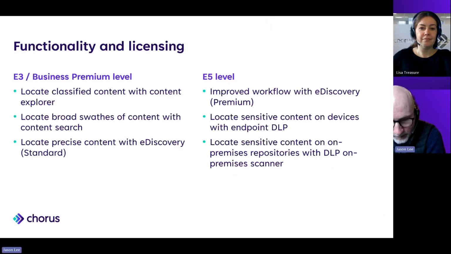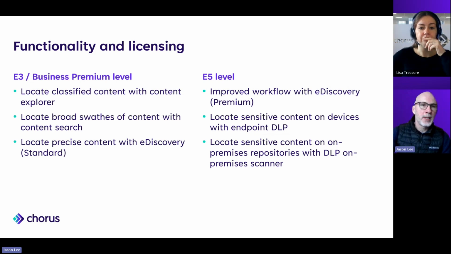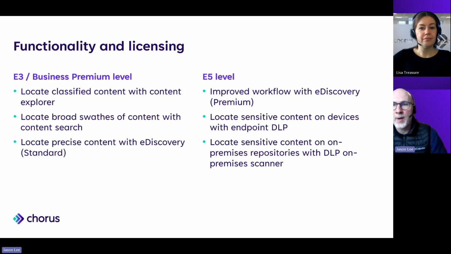So in terms of licensing, at the E3 or Business Premium level, we get the Content Explorer functionality and we get the content search functionality. We also get a standard version of e-discovery for locating the precise content. At the E5 level, we get a very much improved workflow for e-discovery. So far more sophisticated tools for working through the content we've identified, redacting it, reducing duplication, and so on.